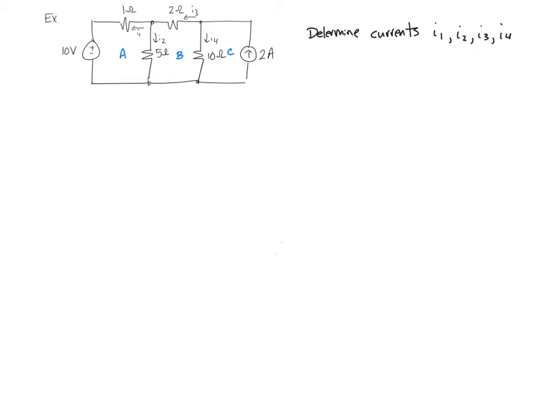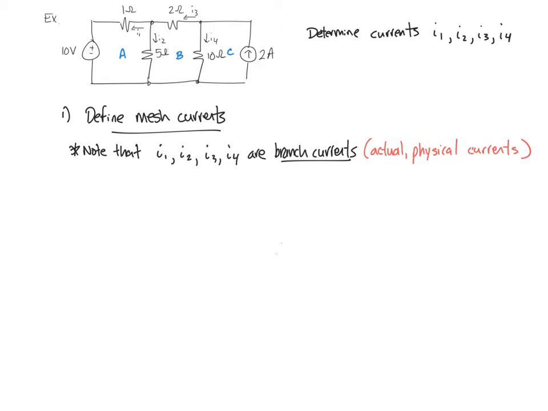Okay, so the first thing that you do in any mesh analysis is define what we call mesh currents. Note that the currents I1, I2, I3, and I4 are what we call branch currents. This is what we've been dealing with so far. I1 is the current through the 1 ohm resistor and subsequently through the 10 volt source. I2 is the current through the 5 ohm resistor. I3 is the current through the 2 ohm resistor. And I4 is the current through the 10 ohm resistor.